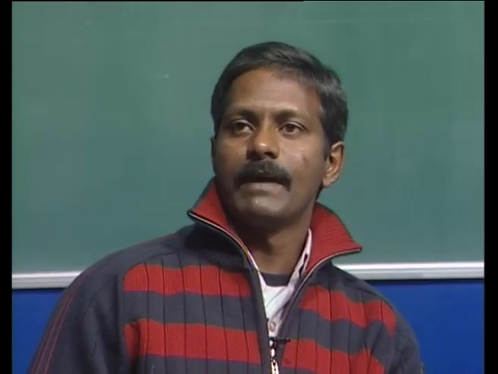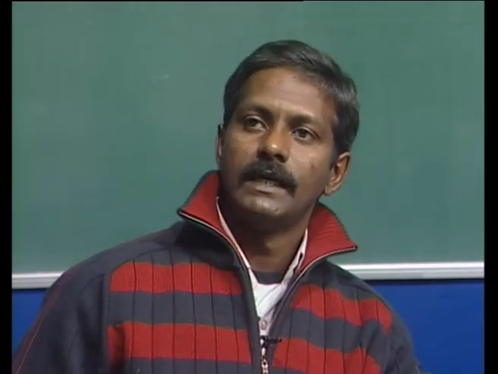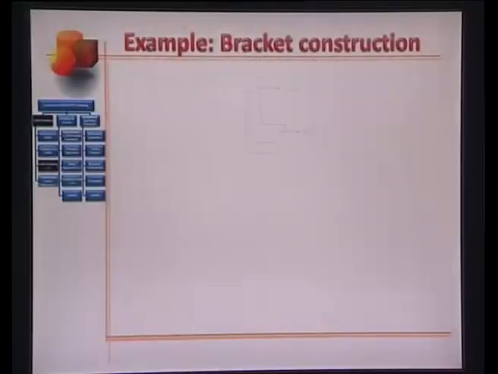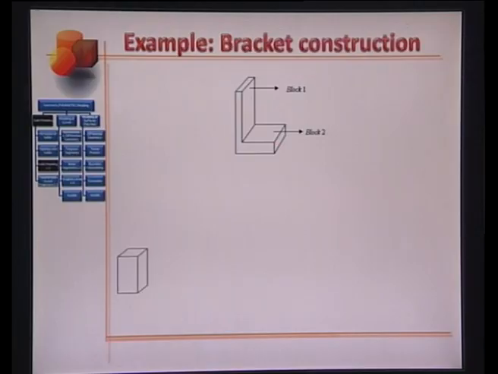Let's see the example of how to construct a bracket using constructive solid geometry. If you think about it, an L bracket can be thought of as a union of two blocks appropriately positioned with respect to each other. Let's take the block as a primitive. Let's assume that this primitive is available with the database. I first copy it onto the workspace, which is the process of instantiation.